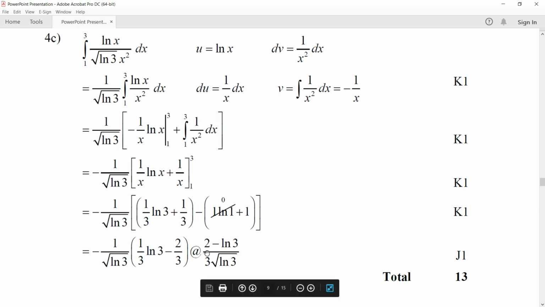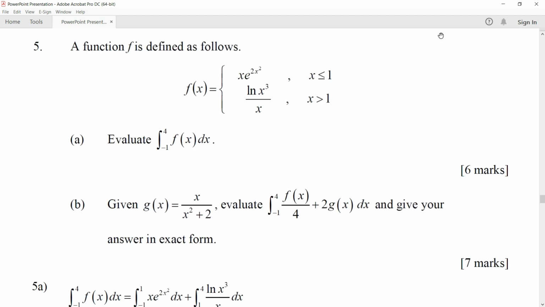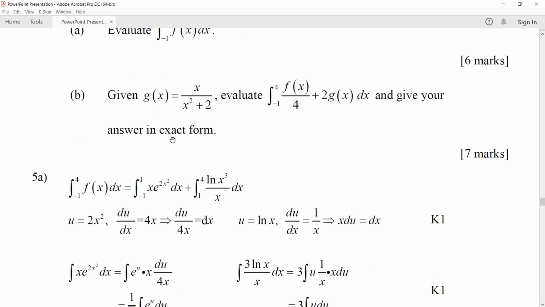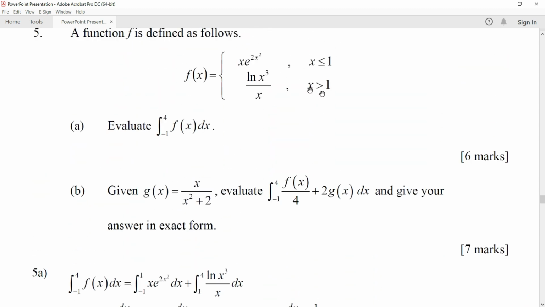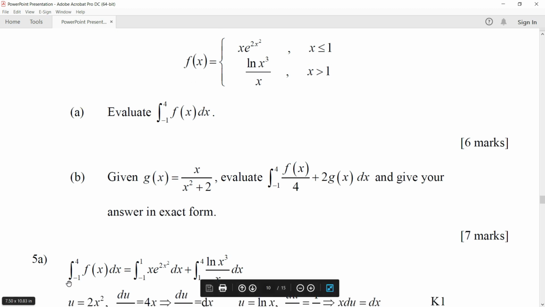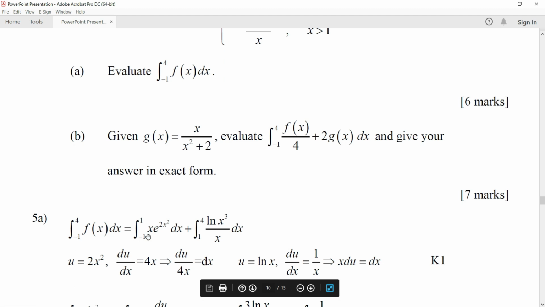Okay, for question number 5, you are given this piecewise function f(x), and then the question asks you to evaluate the integral of f(x) from negative 1 until 4. Okay, so from negative 1 until 4, as you can see from the domain here, you have to use two different functions. For the first part, from negative 1 until 1, you have to use the first function which is x e to the x square, and then the second part with limits from 1 until 4, you have to use the second function which is ln x cube over x.